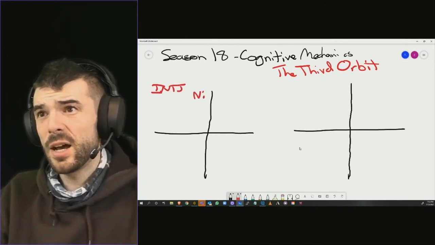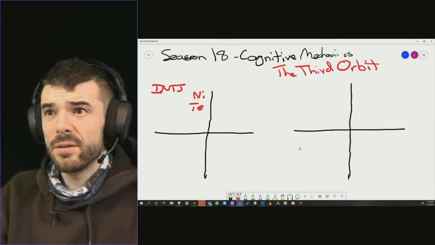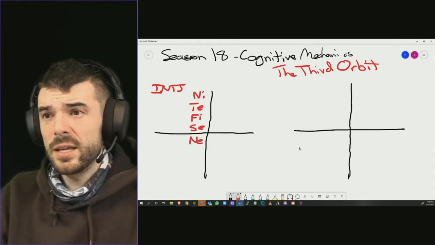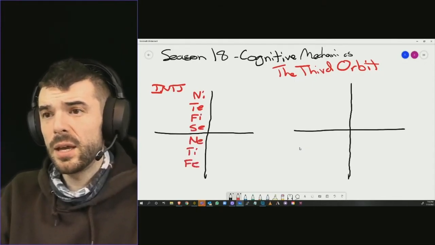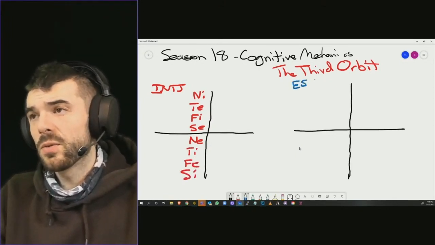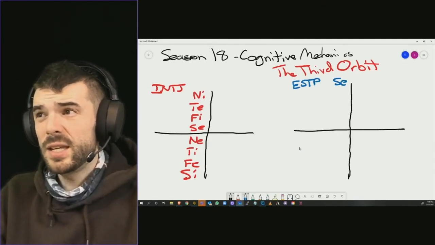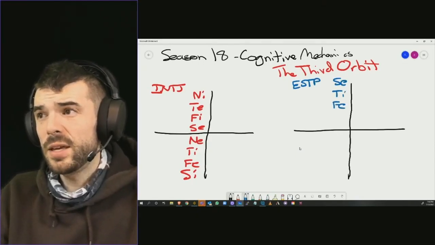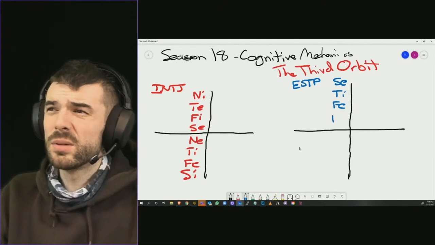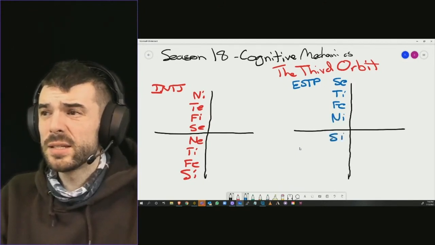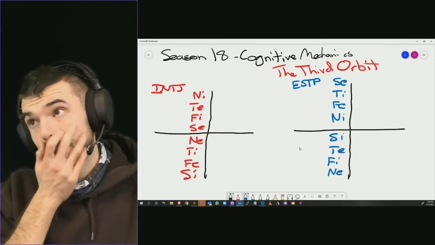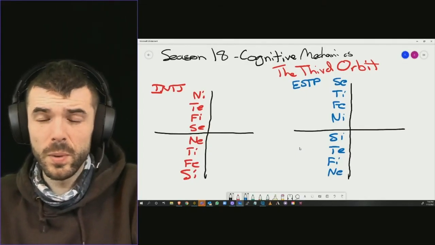INTJ, we have NI, we have TE, we have FI, we have SE, we have NE, we have TI, we have FE, and we have SI for its cognitive functions. Then we're going to do an ESTP over here. Then we have SE, and then we have TI, and then we have FE, and then we have NI. That's a horrible NI. I regret making that. And then we have SI, TE, FI, and NE. Okay. So we have two people here on our board.